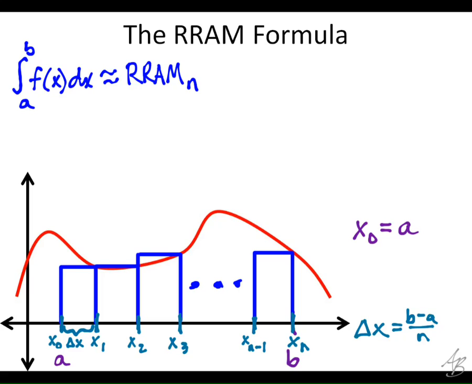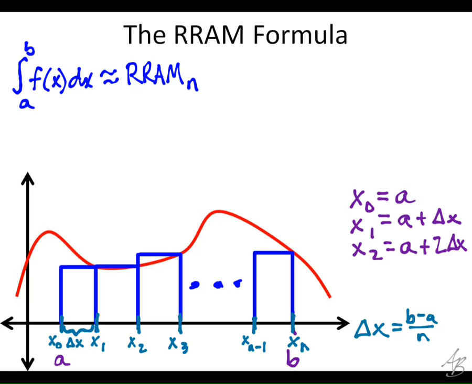That's just a, right? How would I figure out then what x sub 1 is? a plus delta x. And so x sub 2 would be a plus delta x plus delta x, which would be a plus 2 delta x. All right, and if you see a pattern here, patterns are good when we're trying to come up with general formulas. If you see a pattern, that'll help here.